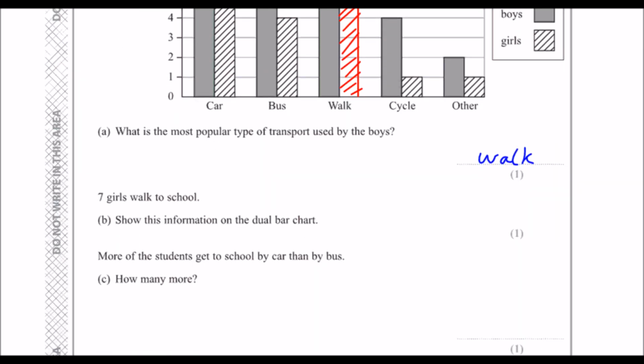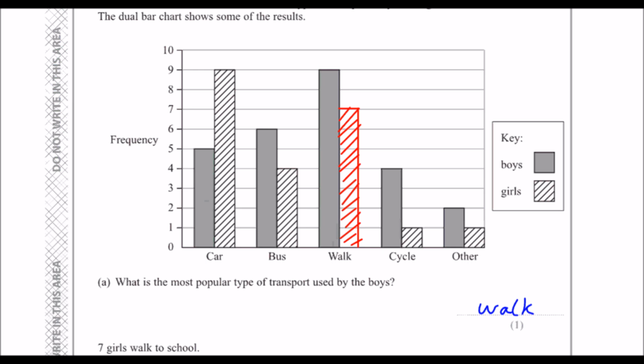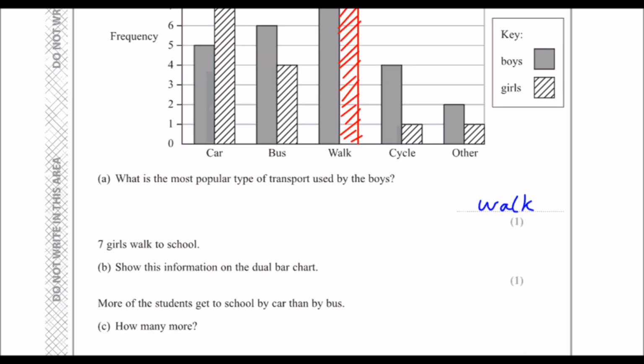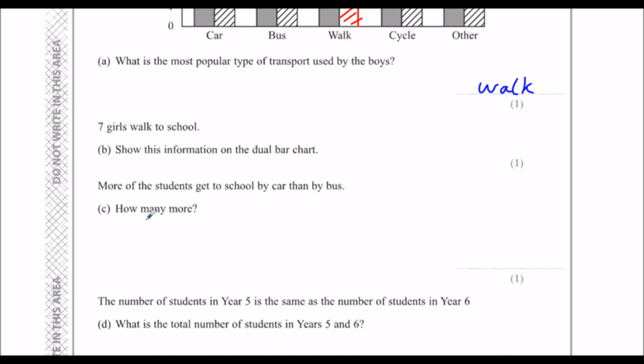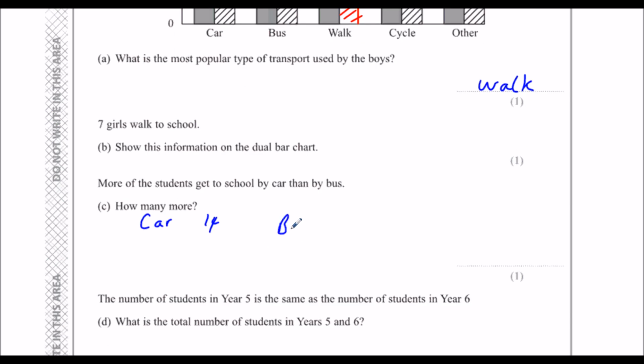More of the students get to school by car than by bus. How many more? So how many get to school by car? Well, there's 5 and 9. So that means 5 plus 9 is 14. So car, 14. And what was the other one? Bus. So bus is 6 and 4. That makes 10. So bus is 10. So how many more? 4 more. 14 take away 10 is 4.